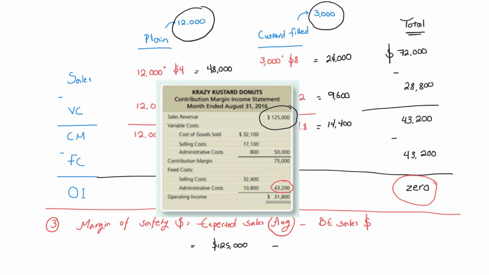Break-even sales in dollars, again, this is the break-even. Okay, so break-even sales in dollars was $72,000. As you can see, it's here. $72,000. So 125 less 72, it's gonna be $53,000. This is margin of safety in dollars.